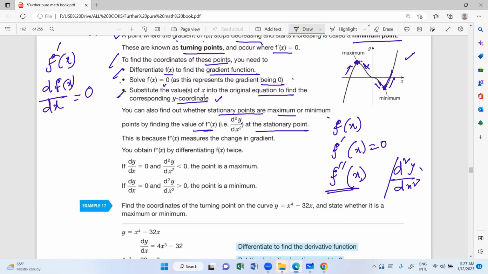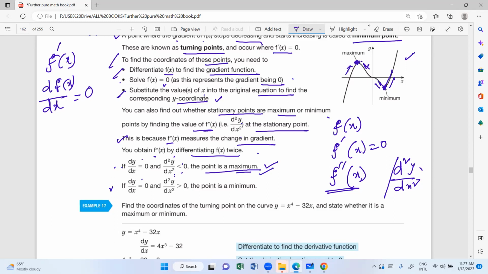This is because f double prime x measures the change in gradient. You obtain f double prime x by differentiating f(x) twice. So if dy by dx equals 0 and d squared y by dx squared is less than 0, or negative, then the stationary point is a maximum. Remember this.